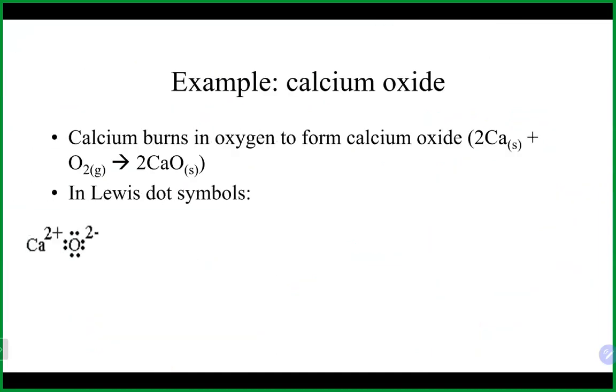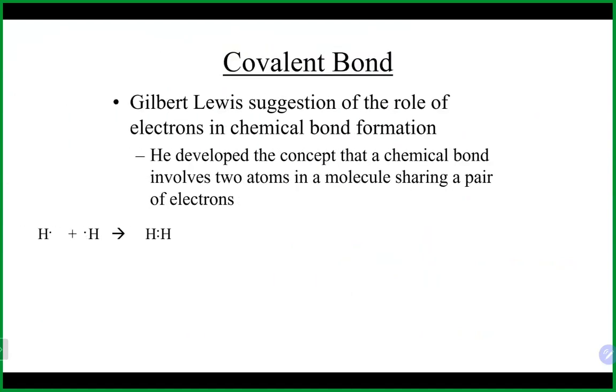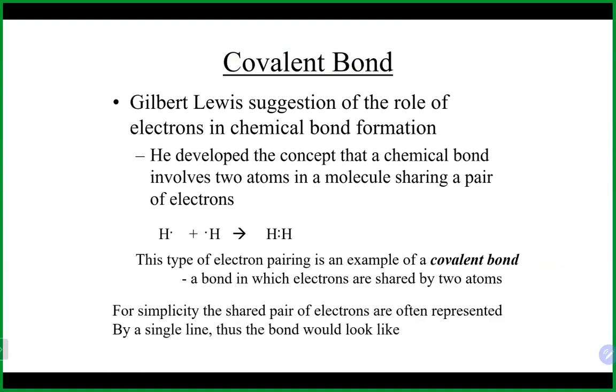All right. So then let's talk about the other type of bonding, which is covalent bonding. So covalent bonding is between 2 nonmetals.